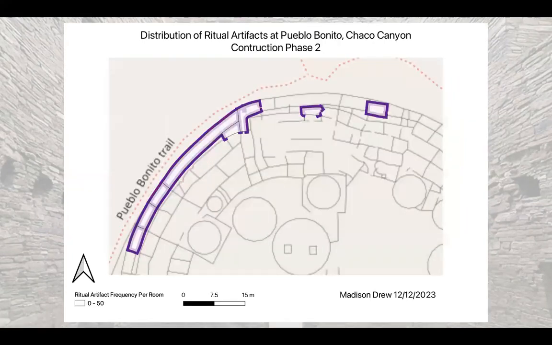The second phase has an overall very low density of ritual artifacts, which greatly contrasts with the first phase that I just showed you. So as you can see from the legend here, every room that I analyzed within this construction phase has about 0 to 50 artifacts, which is very different from what we just looked at from phase 1.